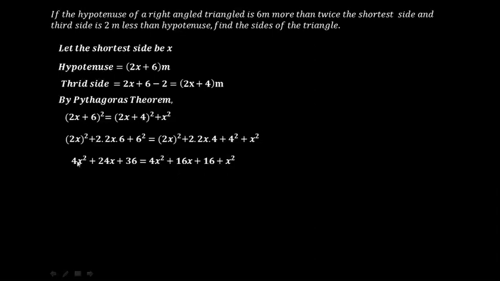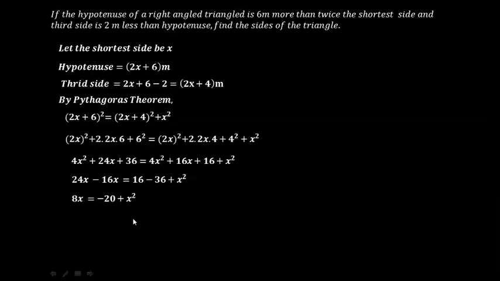This 4x square and this 4x square will get cancelled, so we'll get 24x. When plus 16x comes this side, it becomes minus 16x, is equal to 16. When plus 36 goes this side, it becomes minus 36 plus x square. 24x minus 16x is equal to 8x, which is equal to 16 minus 36, that is 20. Since 36 is greater than 16, the sign remains minus, plus x square.